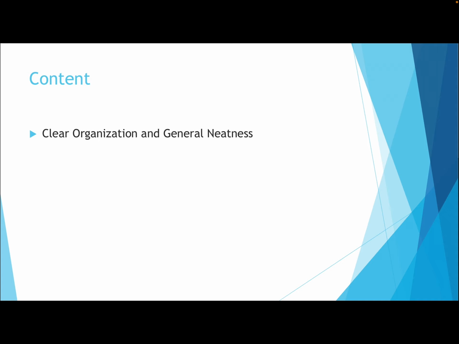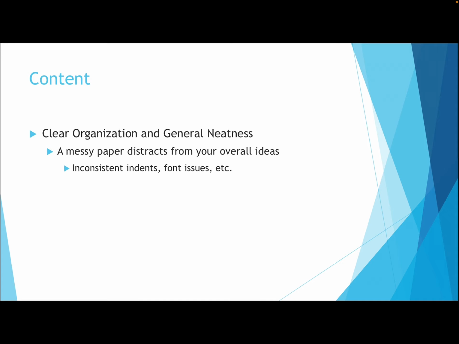Just, again, have something that looks good, and whether it's good ideas or not, I'm far more likely to like your ideas. A messy paper distracts from your overall ideas. Inconsistent indents, font issues. There's a number of things like that. Messiness is bad. Don't be messy.